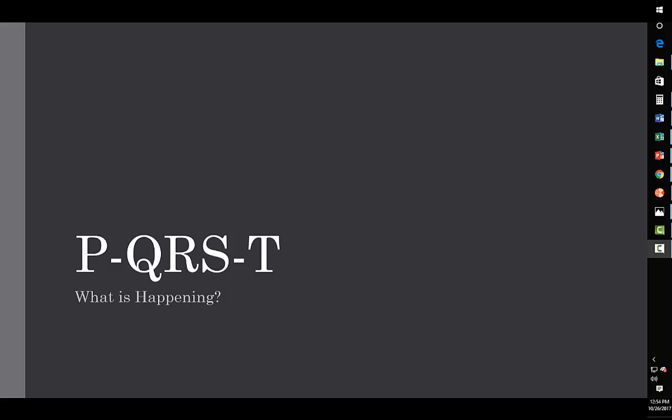We're going to go over the P wave, see what the heart is doing, more specifically what the electrical activity is causing the heart to do. The QRS complex, again, to see exactly what's going through the heart during the QRS complex, and lastly, we'll see what's going on in the heart during the T wave.